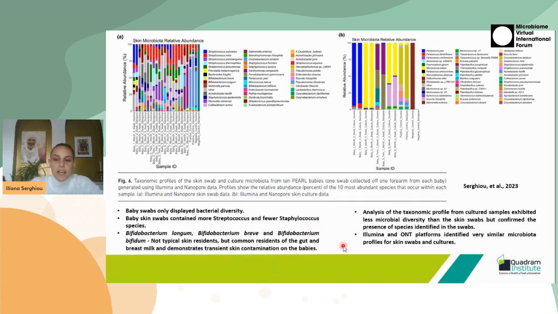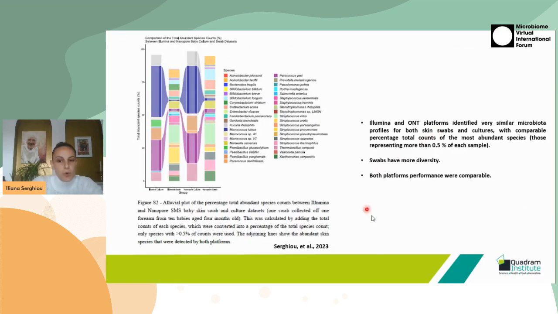So analysis of the taxonomic profile from the cultured samples exhibited less microbial diversity than the skin swabs, which is expected, but they did also confirm presence of species that were identified in the swabs too. Overall, the Illumina and Nanopore platforms did identify very similar microbiota profiles within the swabs and the cultures. So I then wanted to do a platform comparability.